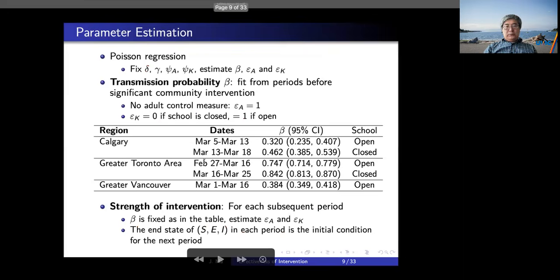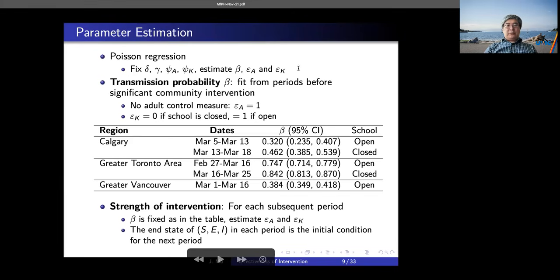So that's our model. We fit it to the data that I just showed earlier using Poisson regression. It's basically maximum likelihood estimation using a Poisson likelihood. We have fixed the disease parameters, like the susceptibility, the latent period 1 over delta, and the diagnosis rate gamma, from the literature. What we want to estimate is beta, the probability of transmission per contact, and the epsilons, the strength of the control measures.